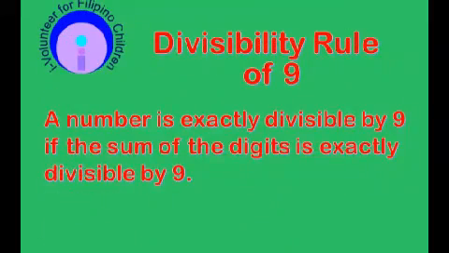Divisibility rule of 9. A number is exactly divisible by 9 if the sum of the digits is exactly divisible by 9.